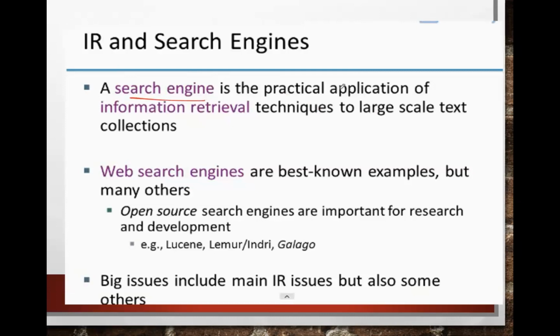Search engine is considered one of the practical applications of information retrieval techniques. The best examples are web search engines and open source search engines. They come under web search engines, which are mainly useful for research and development. The best examples for open source search engines are these.